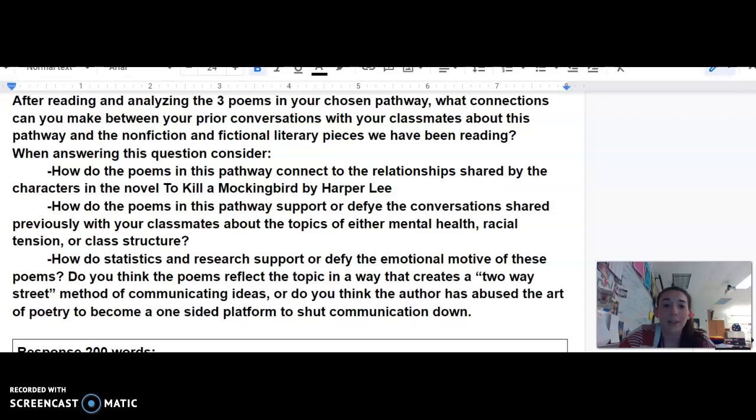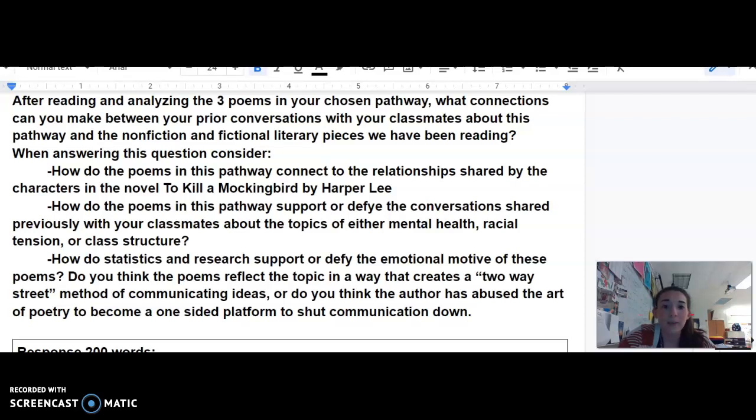Another thing I would ask you to consider is, how do the poems in this pathway support or defy the conversations shared previously with your classmates about the topics of either mental health, racial tension, or class structure? These poems are definitely emotion-based. Most poetry is, and so it may support what you already felt, or it may oppose what you were feeling about the topic, and that's okay. We can disagree with authors. We should just also reflect on why we disagree, and if there is a central reason as to why they feel differently than we do.